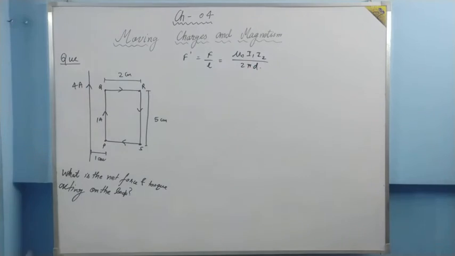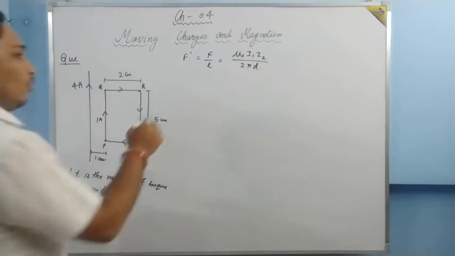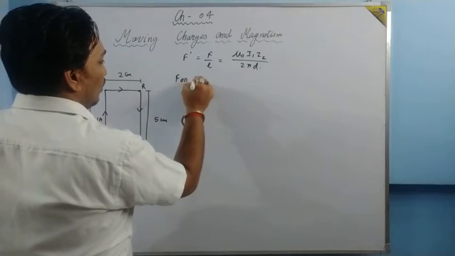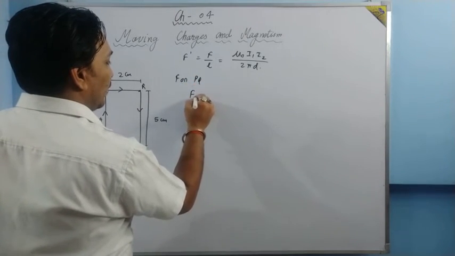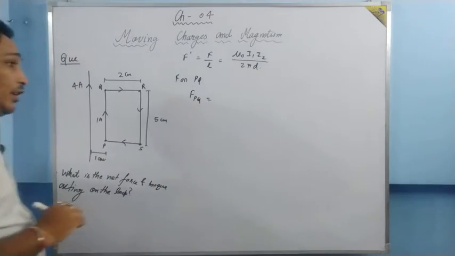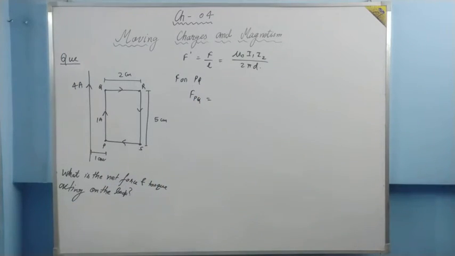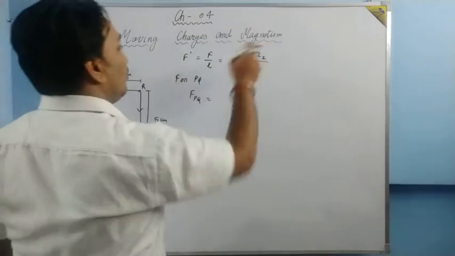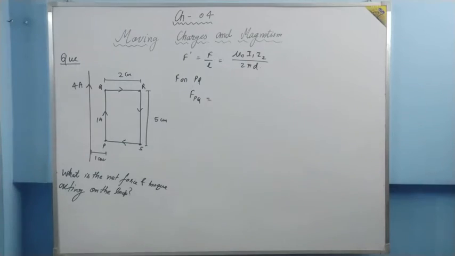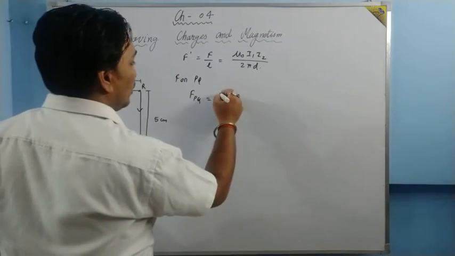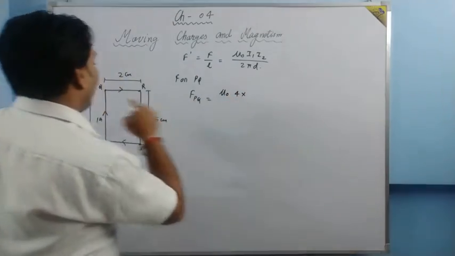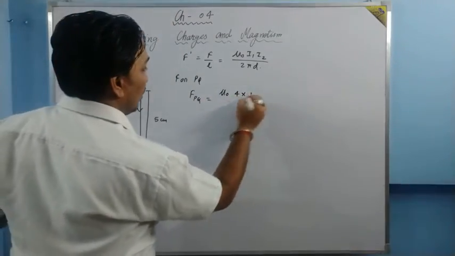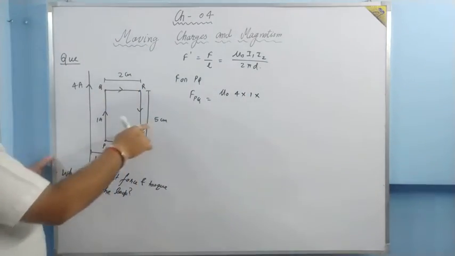So this formula can be applied for PQ. For PQ, the force can be given by FPQ, and I am not calculating force per unit length. I am going to calculate the force on the wire PQ, so the length is going to be multiplied over there. Okay. So now what will happen? Mu naught. What is the value of I1? 4 ampere. What is the value of I2? It is 1 ampere. Multiply by length. What is the length of PQ? It is 5 centimeter.